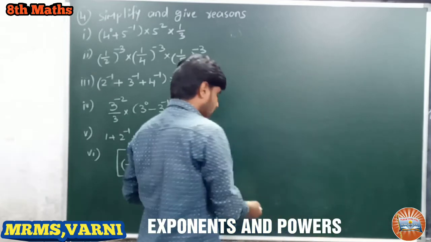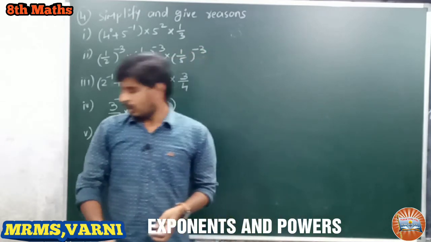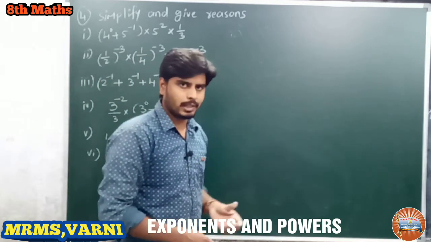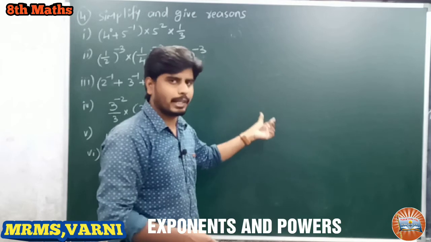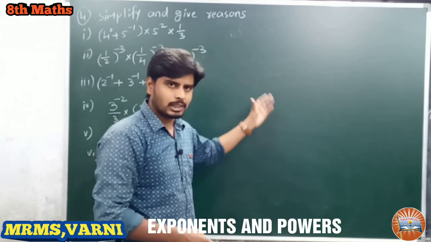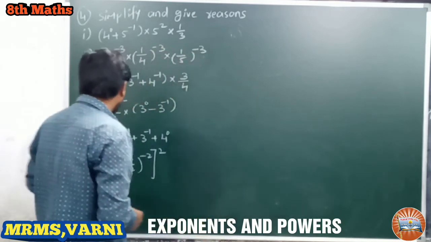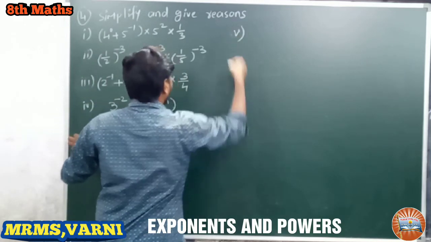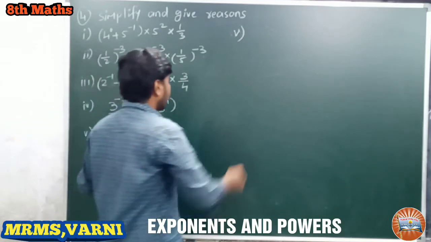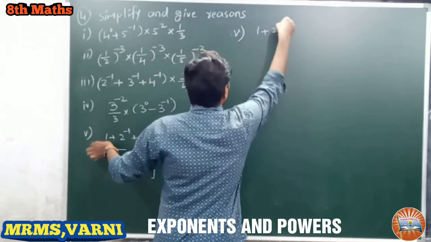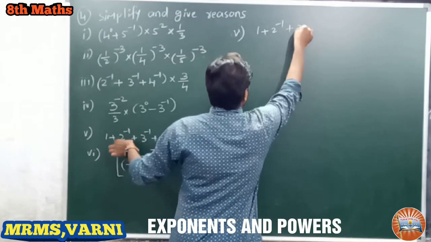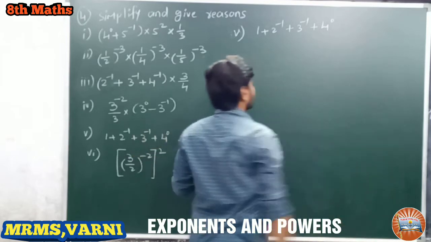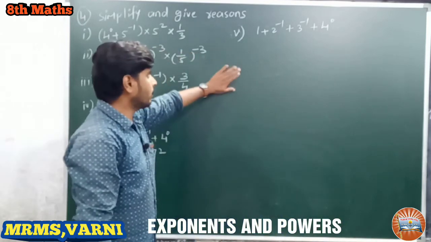In all these formulas I am writing lengthy solutions. It is for our clarification, to get a detailed idea about the formulas as well as steps. Okay, right. The understanding is important. Fifth one: 1 plus 2 power minus 1 plus 3 power minus 1 plus 4 power 0. This is the given question.